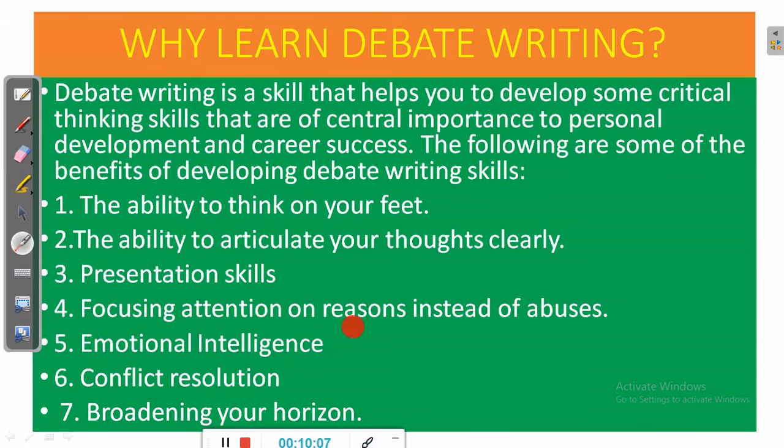The next one is focusing attention on reasons instead of abuses. This is critical to character development. You know, when you find crisis in a family, crisis in an organization, crisis in a government, this crisis arises as a result of people resorting to abuses instead of reasons. All right? So debate writing and debating itself helps you to develop and cultivate this habit of focusing your attention on reasons instead of focusing your attention on abuses.